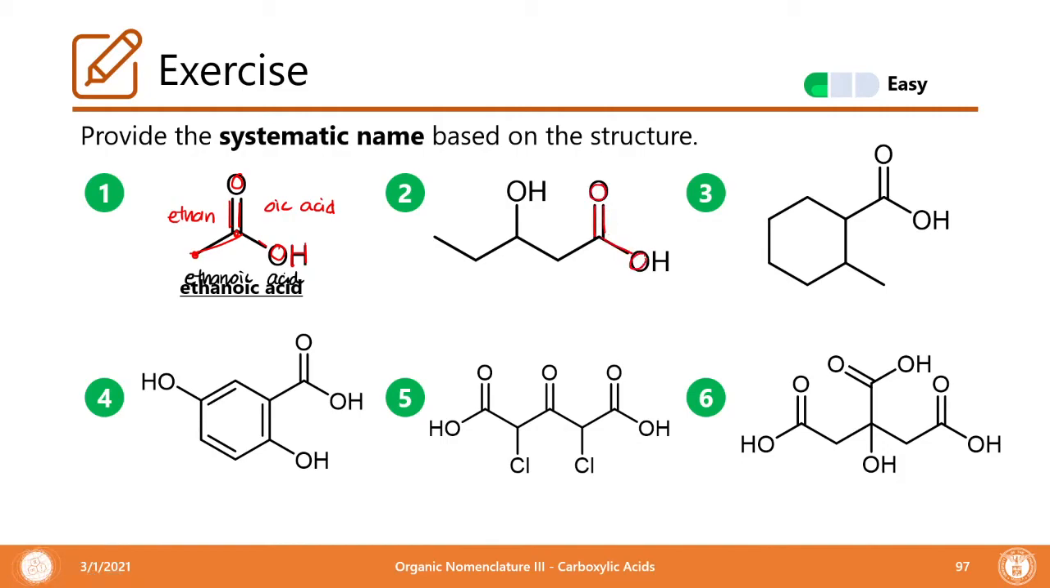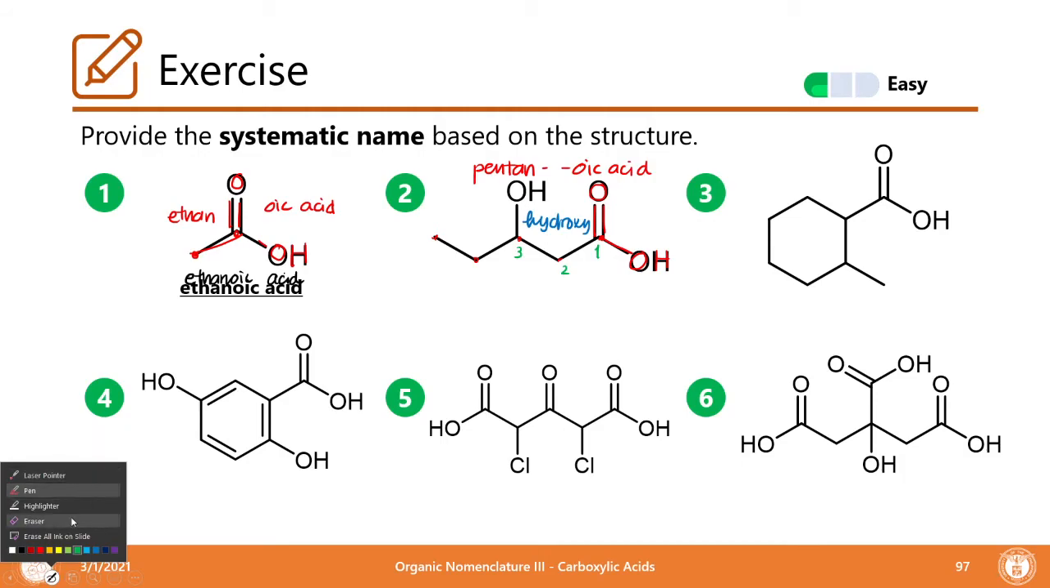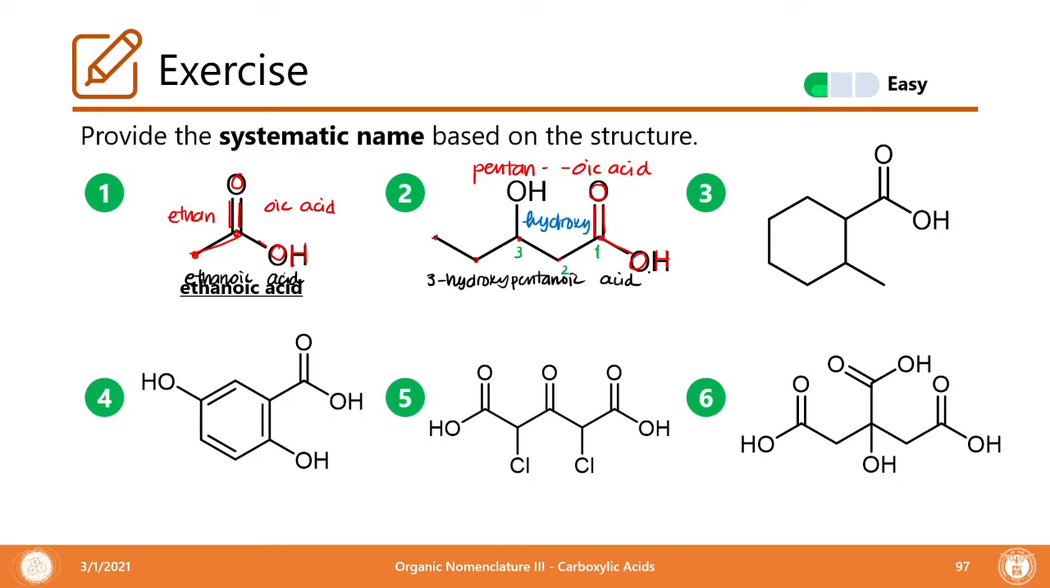Here we have OH. Okay. So we have oic acid. 1, 2, 3, 4, 5, pentanoic acid. And then we have here a hydroxy group at position 1, 2, 3. 3-hydroxy pentanoic acid. That's correct. Yes. 3-hydroxy pentanoic acid. And so when you write the name, 3-hydroxypentanoic acid.